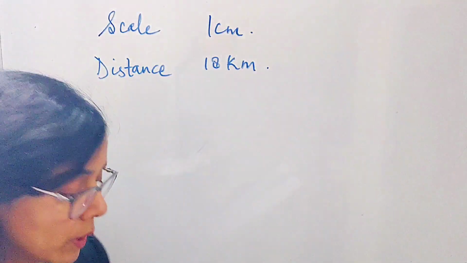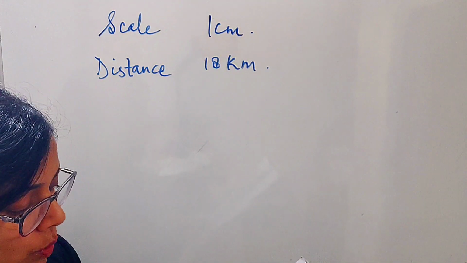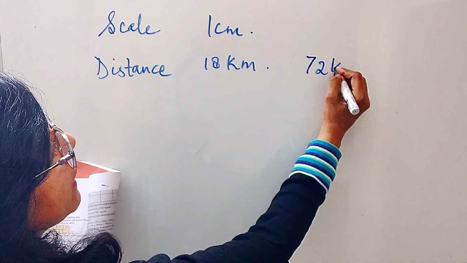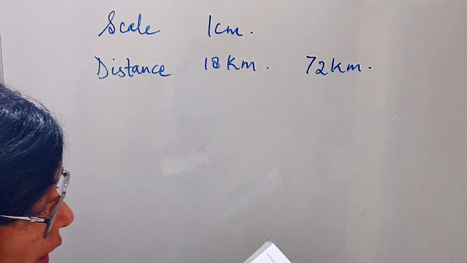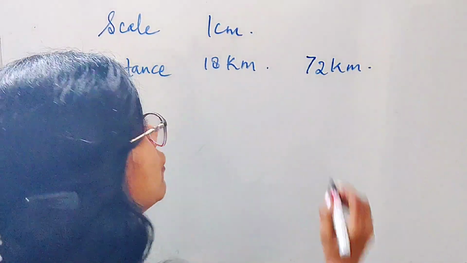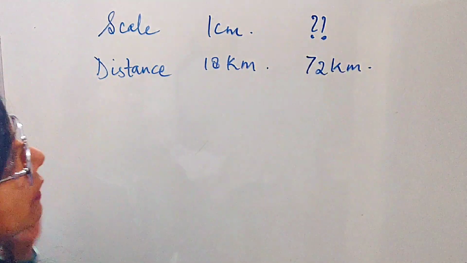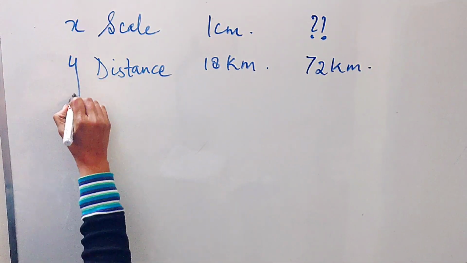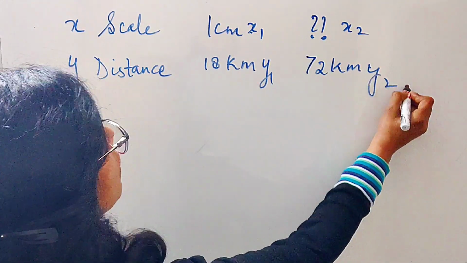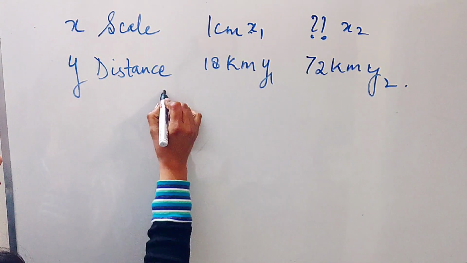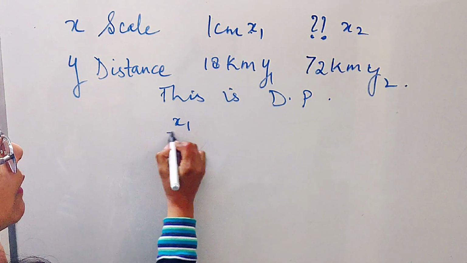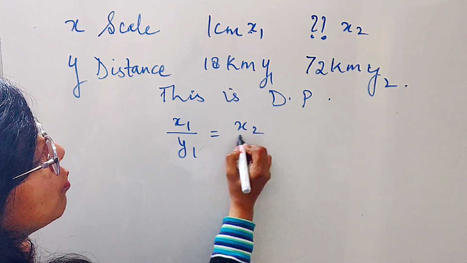Okay. Now they are saying she drives on the road for 72 kilometers. So Rashmi is driving for 72 kilometers. Actual distance is 72 kilometers. Now they are asking what would be this distance on the map. Let this be what we have to find out. So again two variables x, y, write down x1, x2, y1 and y2. Use the formula, write down the same thing. This is direct proportion, and then x1 upon y1 is equal to x2 upon y2.